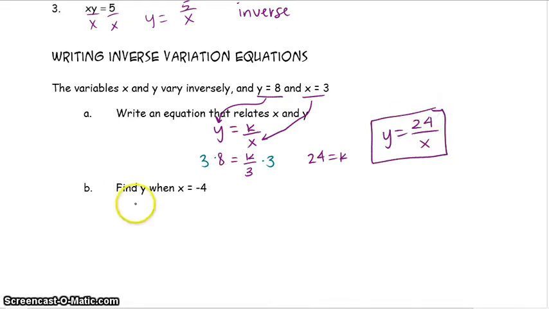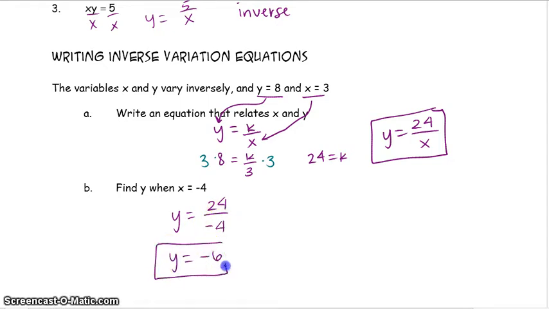So when it says for part B, find y when x equals -4, we're using this equation. We want to figure out what y is. It tells us x is -4, so we just plug that in. So y equals 24 over -4, so our y equals -6. And that is our answer.